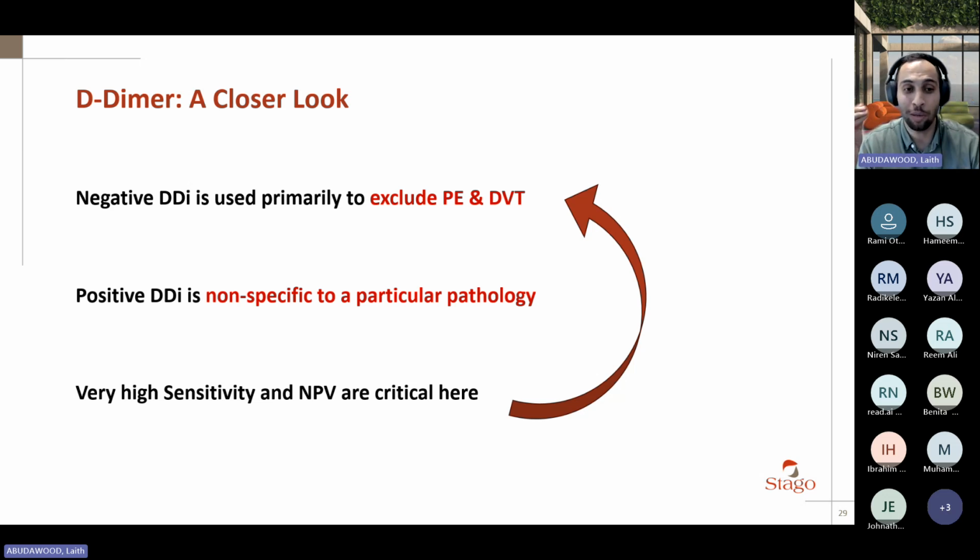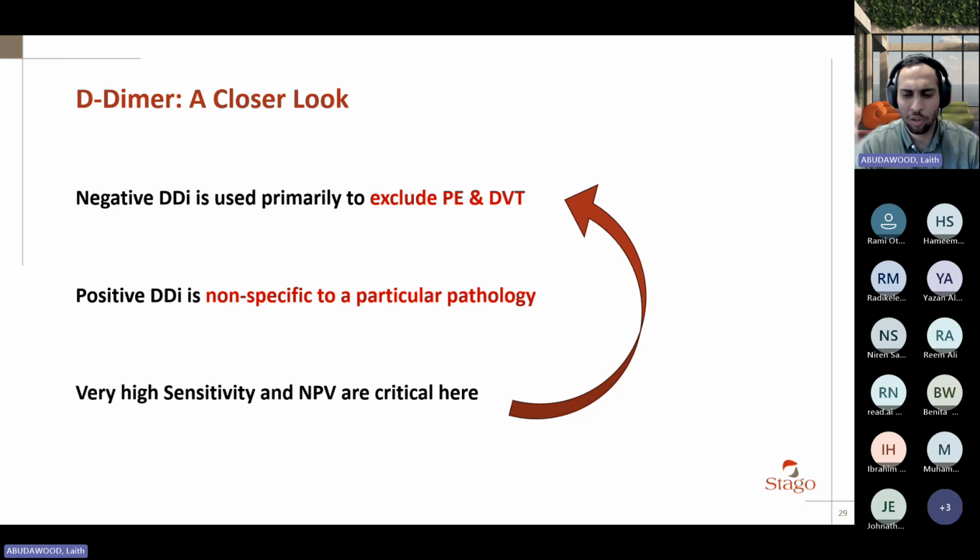The value of D-dimer as a test is in its negativity. When D-dimer is negative, the only thing I can say is, my patient does not have PE, which is pulmonary embolism. My patient does not have DVT, which is deep vein thrombosis. There are two different types of clots that form in the body, and they can cause serious problems. PE can be fatal to actually 30 or 40% of the patients if not treated.